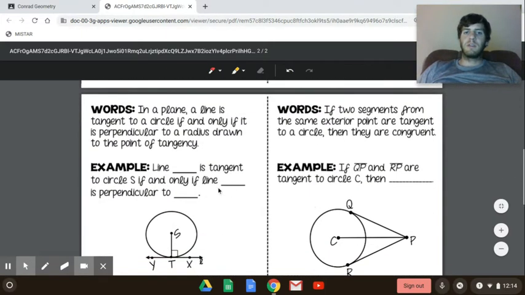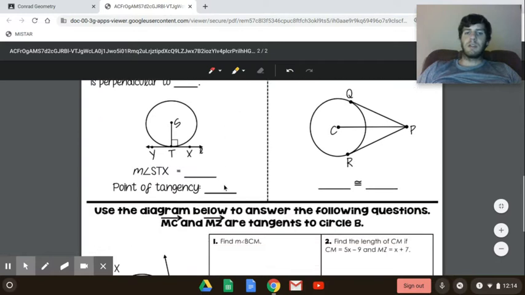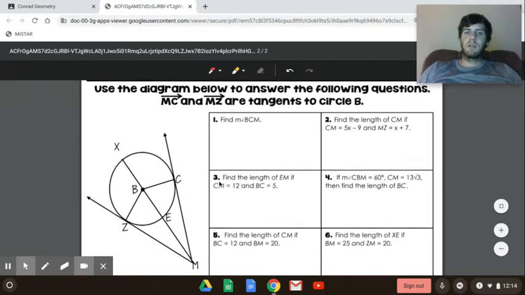Okay, so they're just giving you kind of an example here. They're just saying it in words. But let's look at some example problems, some of the consequences. We know that rays MC and MZ are tangent to the circle, meaning they intersect the circle at just one point, at point Z and point C.